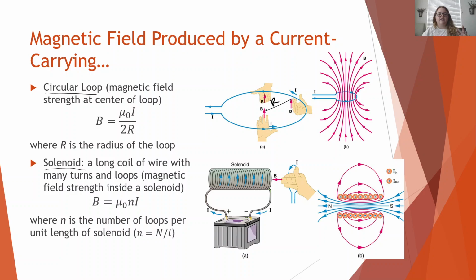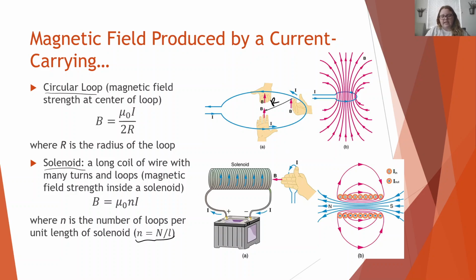And then we have the magnetic field produced by a current carrying solenoid. So again, a solenoid is going to be a coil of wire with many turns and loops. So you can see that here. And there is some magnetic field strength inside the solenoid. So this is going to be equal to mu naught times n times I, where n is the number of loops per unit length of the solenoid, or n is equal to capital N, which we saw before, number of loops, divided by L, the length of the solenoid.